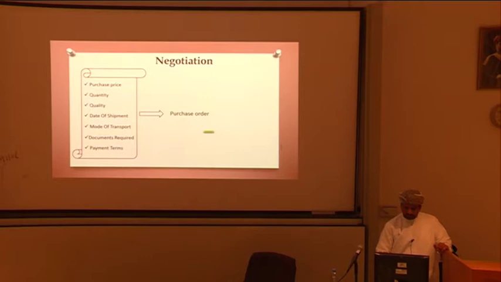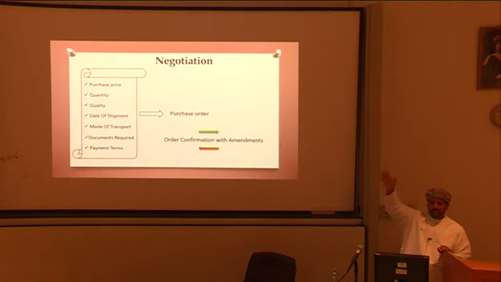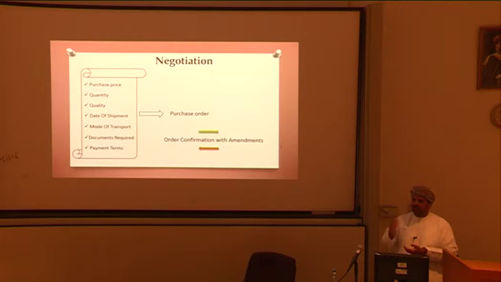The buyer will prepare a purchase order, telling the seller that they actually want to buy something, after they negotiate with the seller. That purchase order, they can make several copies of it. They send one copy to the seller. The seller will confirm that this guy is actually buying something from me, so he will return with a confirmation. Now, once the buyer in Oman gets the confirmation of the purchase order, what happens later on?